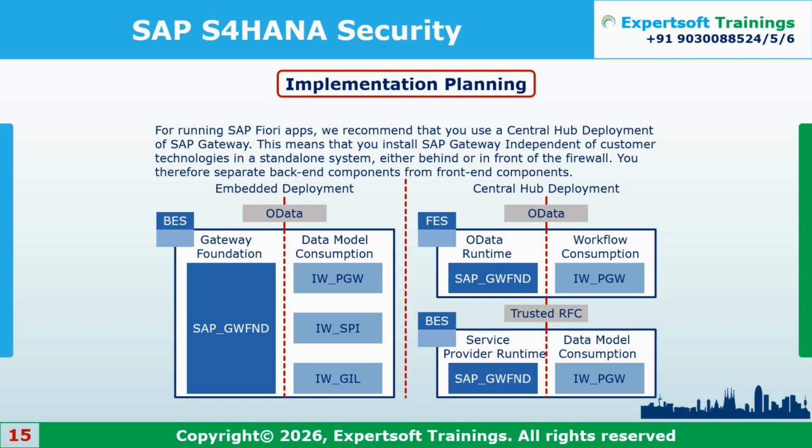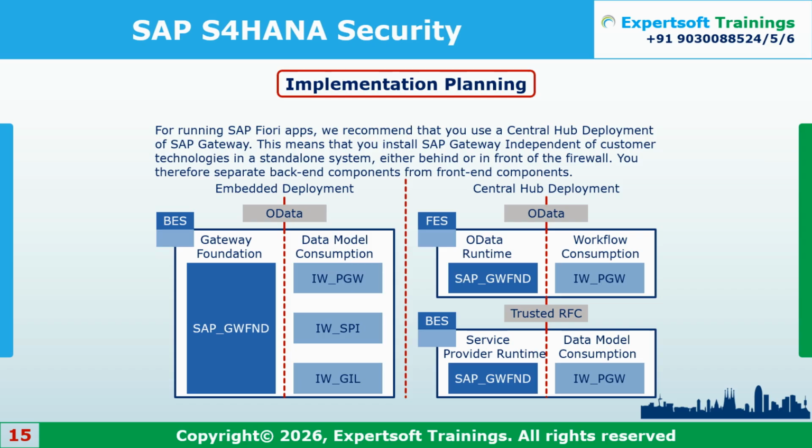If you are using central hub deployment, we have configuration steps. But coming to embedded deployment, we don't have any configuration steps because both are available in the same box. Which one is more secure in this scenario? Central hub will be more secure than embedded, so mostly clients are using central hub deployment. About 60% of clients are using this one mostly.